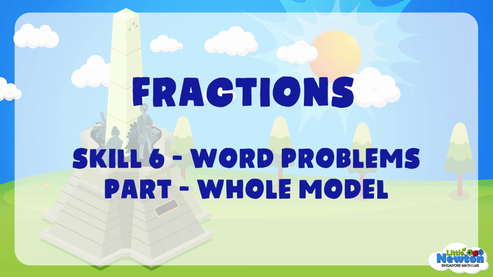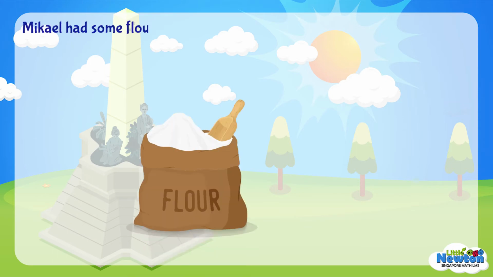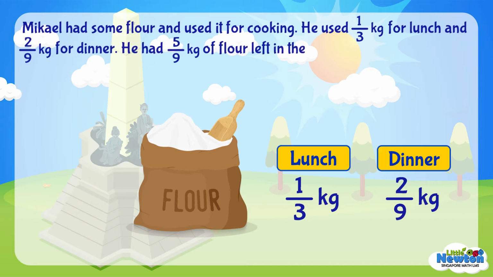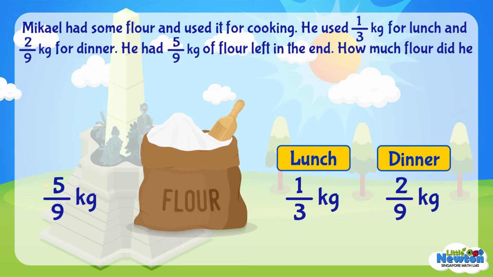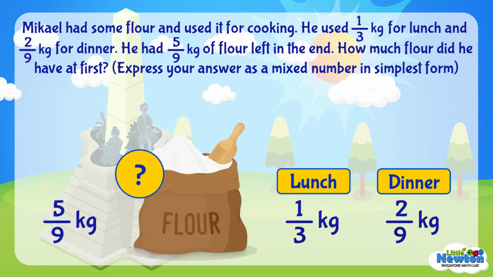Fractions, skill number 6, word problems, part-to-whole model. Mikael had some flour and used it for cooking. He used 1/3 kilogram for lunch and 2/9 kilogram for dinner. He had 5/9 of flour left in the end. How much flour did he have at first? Express your answer as a mixed number in simplest form.